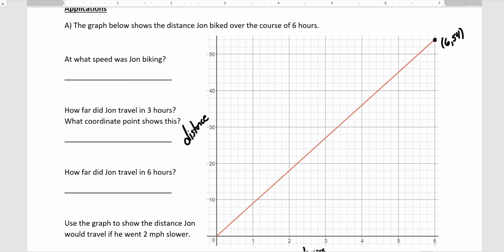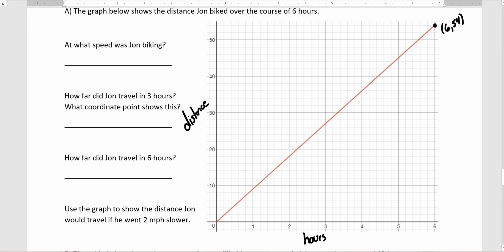6, 54. Now I'm looking for other points that seem to look pretty nice. Yep, right here. This would be 4, 36. And then we would have here 2, 18. Excellent. All right, so at what speed was John biking?